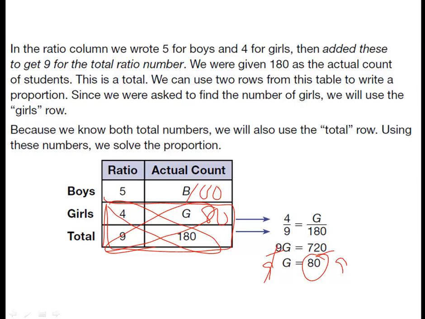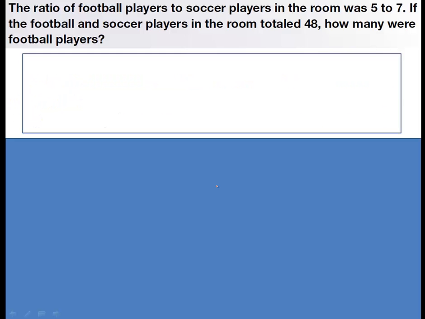Usually they just want to know one of them. So it's not anything really new or difficult. You're just adding that additional box. You just have to think it through. So let's try to think one through. The ratio of football players to soccer players in the room was 5 to 7. If the football and soccer players in the room total 48, how many were football players? And later on, I want you to tell me how many were soccer players also. So go ahead, work this.